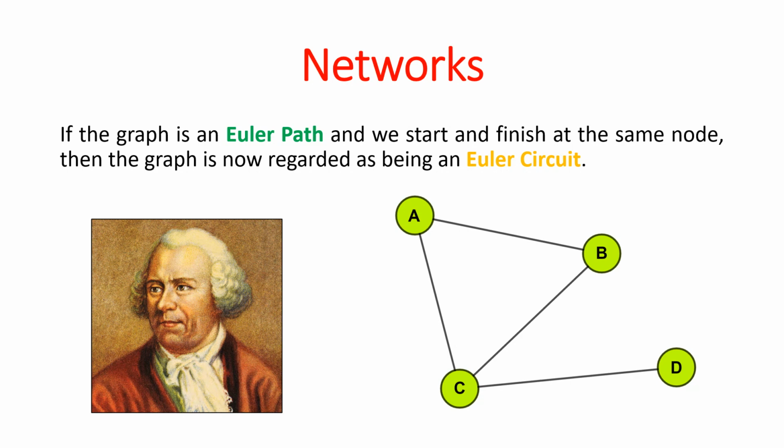All right, let's move on to this next bit. If the graph is an Euler path and we start and finish at the same node, then the graph is now regarded as being an Euler circuit.